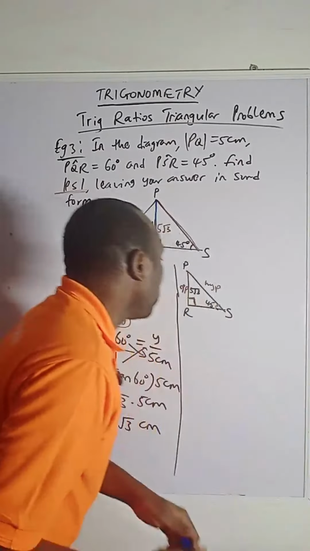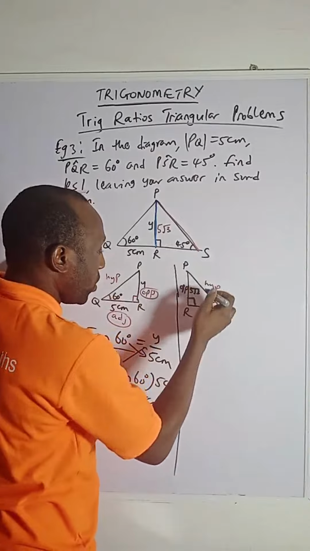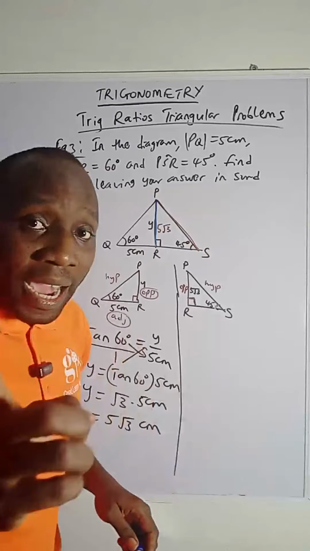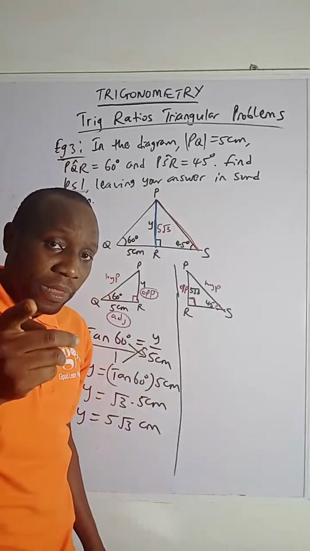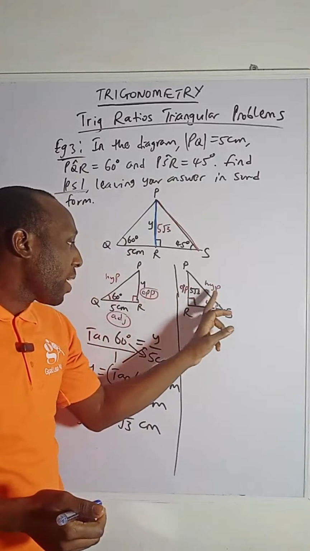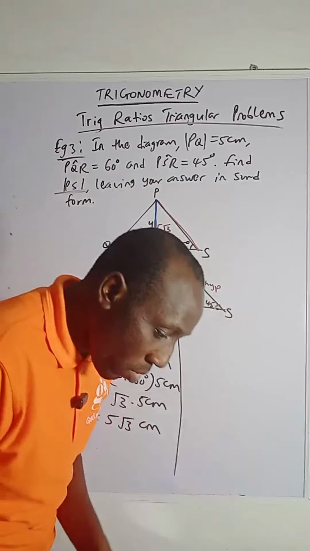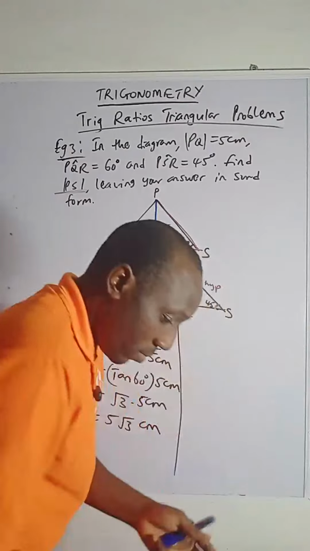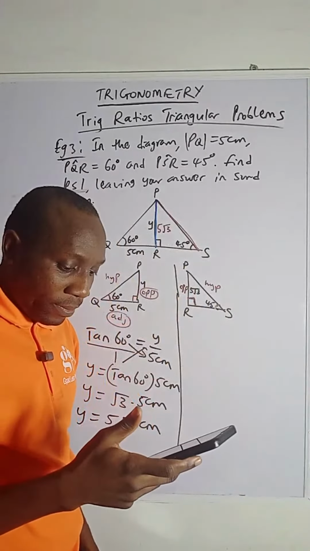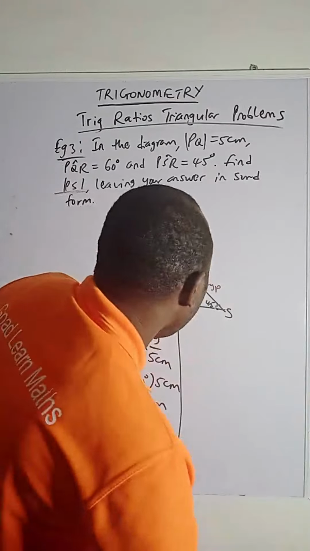So if we want to get this hypotenuse, which is PS, what will I use? Who can tell me? Is this sine, cos, or tan? I'm going to use opposite and hypotenuse. Is this sine, tan, or cos? Thank you, Pandey. It is sine.